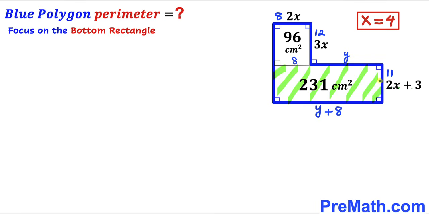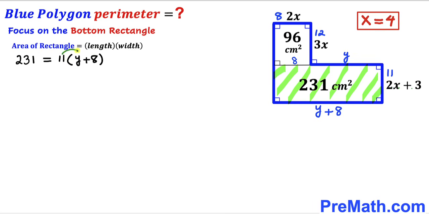Now we are going to focus on this bottom rectangle. Let's recall the area of a rectangle formula once again. Area equals length times width of the rectangle. In our case, our dimensions are 11 and y plus 8, and the area of this bottom rectangle has been given to us as 231. Let's fill in the blanks in this formula. So we got 231 is equal to 11 times y plus 8.